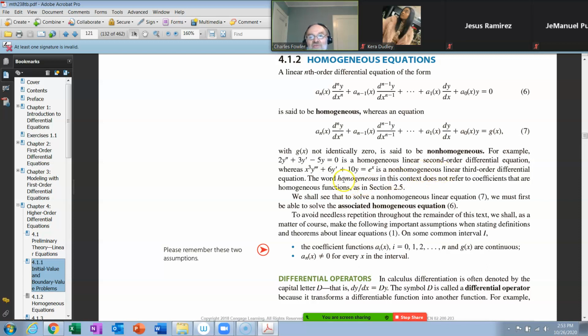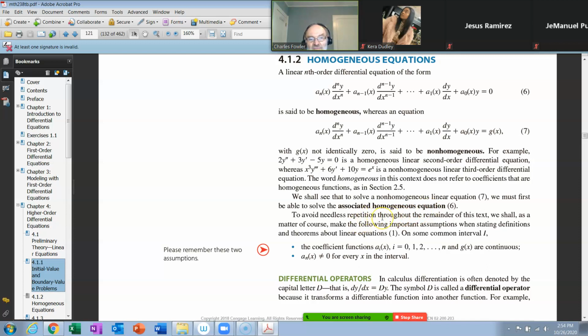So this word homogeneous in this context does not refer to the coefficients being homogeneous functions. That was a difference. If these functions, the a sub n's, a sub n minus 1, all had the same degree, that was a homogeneous function, not a homogeneous linear differential equation. That was in 2.5, like we were talking about. We shall see that to solve this non-homogeneous linear differential equation, number 7, we must first be able to solve the associated homogeneous equation. In other words, the first thing we'll do is set the g equal to 0, come up with a solution for the homogeneous type, and then we will go back and work it out for the non-homogeneous.